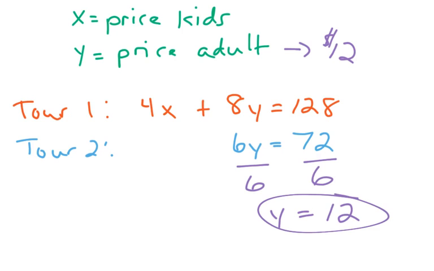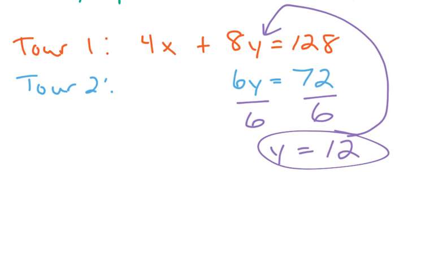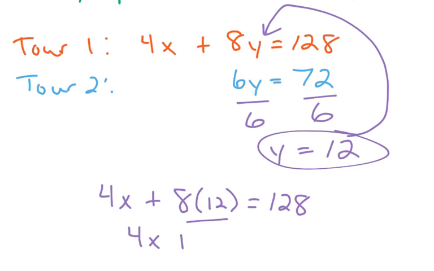Once we have this, we can plug it into our first equation, because we know that adult tickets are $12 a piece and we sold 8 adult tickets. Let's find out how much we made from the adults and then figure out how much we made from the kids' tickets. So we have 4x plus 8 times y, where y is $12, equals 128. 8 times 12 is 96, so 4x plus 96 equals 128.